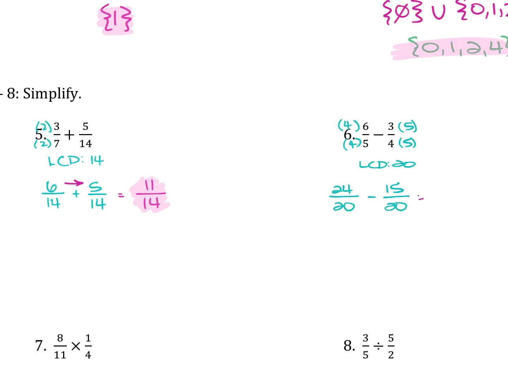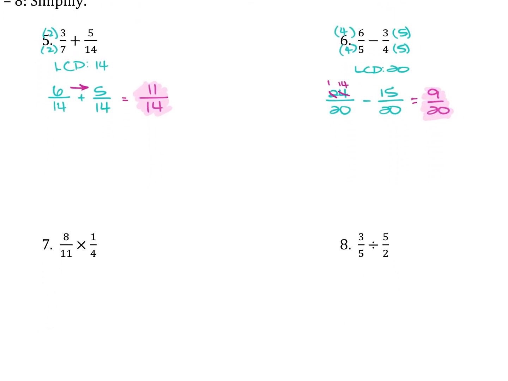Now that you have the same denominators, keep your denominator, which is the 20, and then subtract your numerators. The 24 minus 15, 4 would turn into 14, 2 would turn into 1, 14 minus 5 is 9. From here, you cannot simplify that any further, so that is your answer.